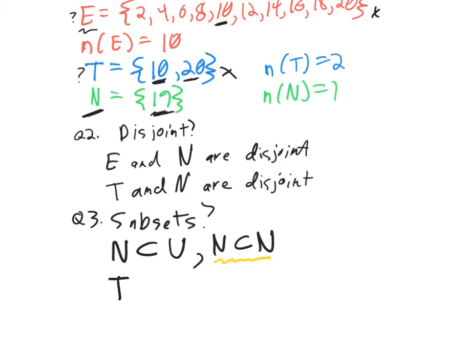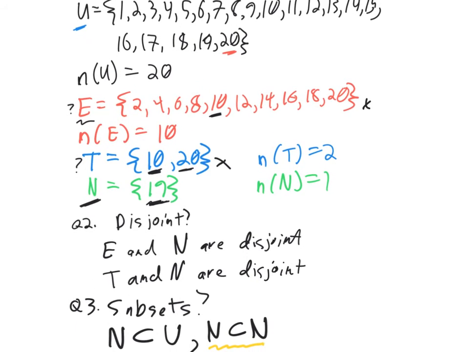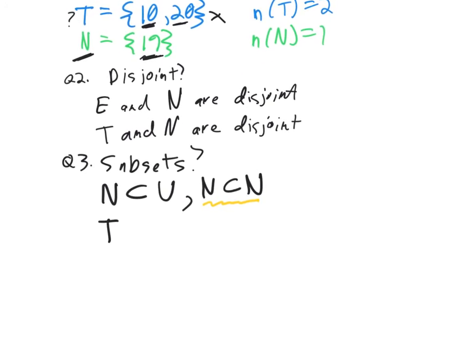Okay, let's look at T. T was the numbers that were divisible by 10. So 10 and 20. 10 and 20 are both in E. 10 and 20 are also both in U. So that means that T is a subset of both of those. So T is a subset of E. T is a subset of U. And of course, T is also a subset of T. It's a subset of itself.